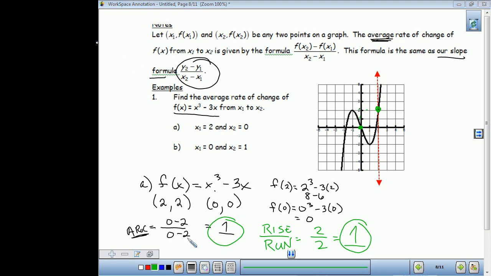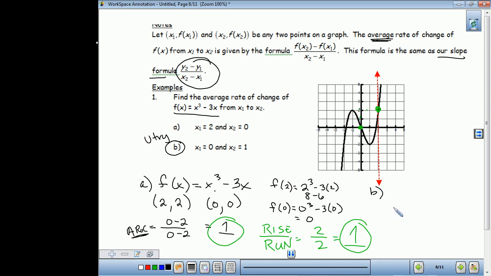Okay, I would like you to try part B. I want you to do it both ways. Plug it into the function, see what you get, verify by looking at your graph. Okay, everybody zone back in and try part B.